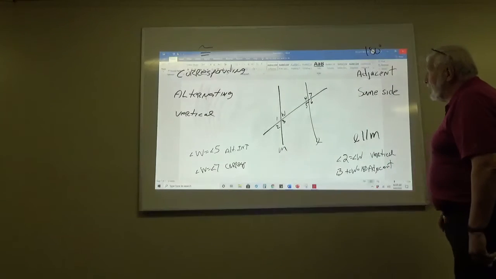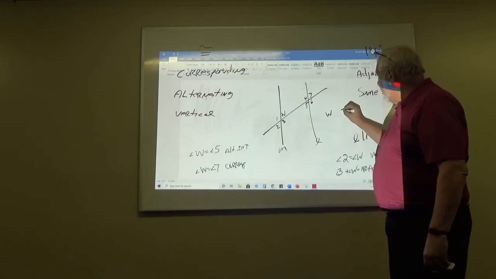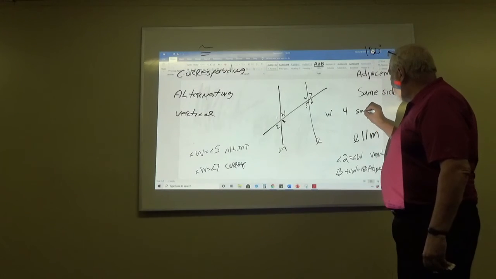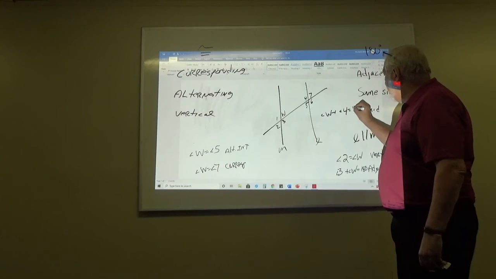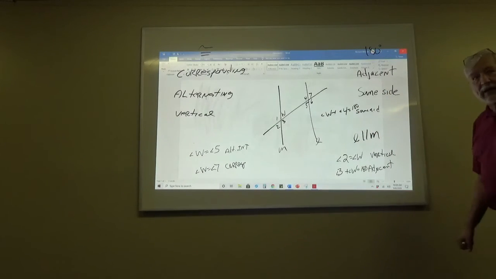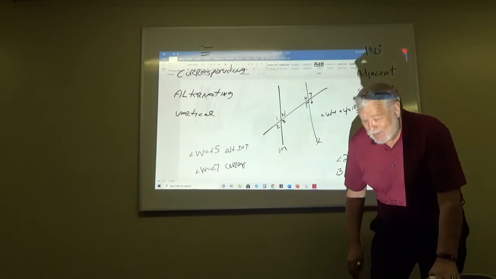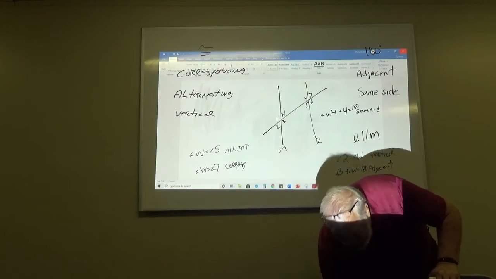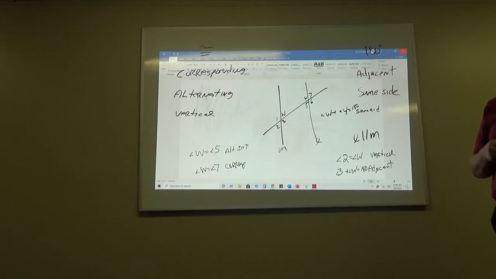And that leaves me with the same side. So W and 4 are same side, and angle W plus angle 4 equals 180. Okay? Now, I know that's helped, because I can tell just by the way that you're saying your parts that it's beginning to make sense.